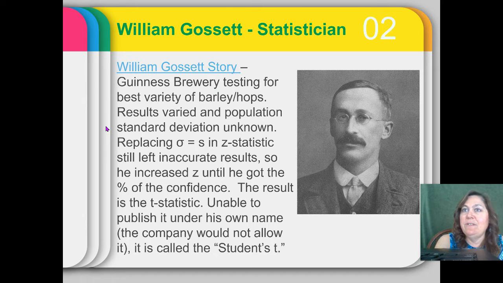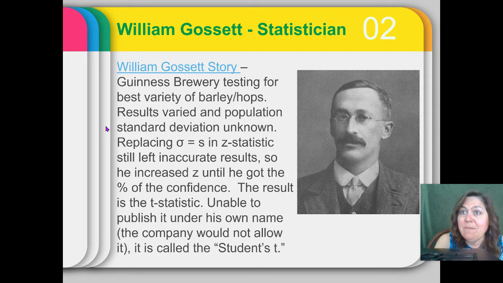So the results varied and the population standard deviation was unknown. So he began to replace sigma with the s in that z statistic, and they found that they got such inaccurate results. And I'm going to run the applet for you right now just so you can see a little bit of how that worked. Okay. And so he began to increase his z until he could get the percent confidence that they needed. And that result was the t statistic.